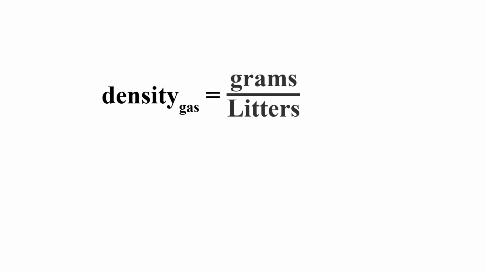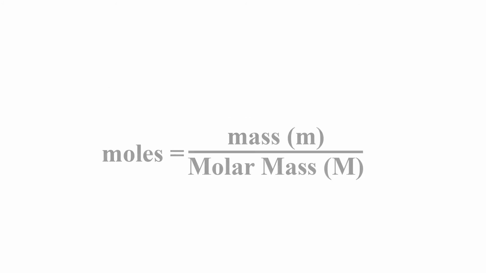Another use of PV equals nRT is to solve gas density, mass, and molar mass problems. Keep in mind that the density of gases is defined as grams per liter, not grams per milliliter. Additionally, remember that moles is defined as mass divided by molar mass. How does this help us? Let's take a look at a couple of problems to see how it can be used.